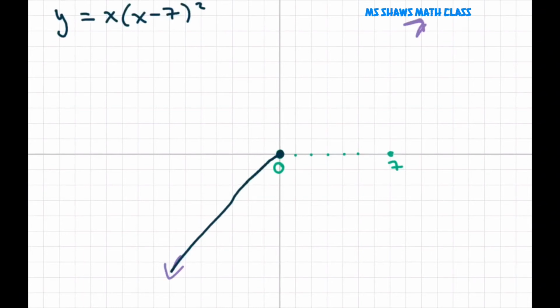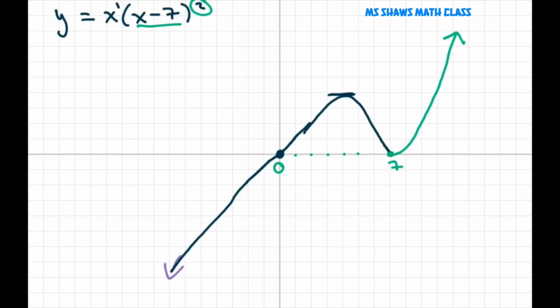So at 0, that has a multiplicity of 1. So that means I can cross. And somewhere in this area here, we're going to come back down to 7. Now at 7, and like I said, we're not going to worry about that. At 7, I have a multiplicity of 2, which is even, that means I can't cross. It means I have to come back and turn back up. So that satisfies our end behavior. Here, we started in quadrant 3 and ended in quadrant 1.